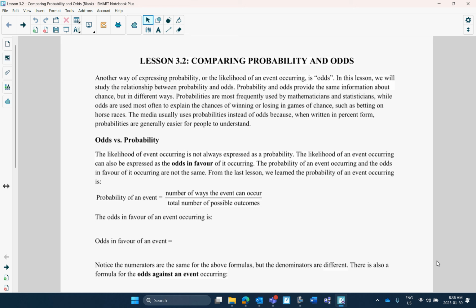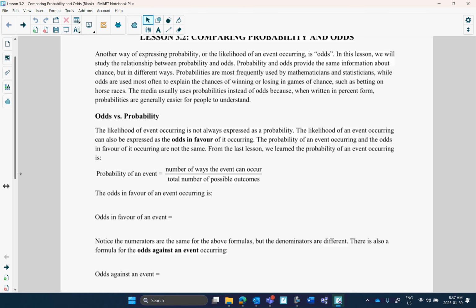Next thing we want to talk about with probability is odds, how it relates to probability, but also how it's different. It has a slightly different definition, right? And it's connected to probability. It's just another way to express it, right?